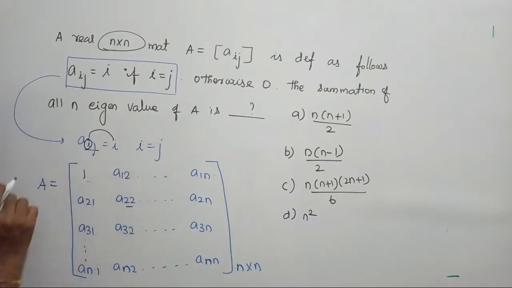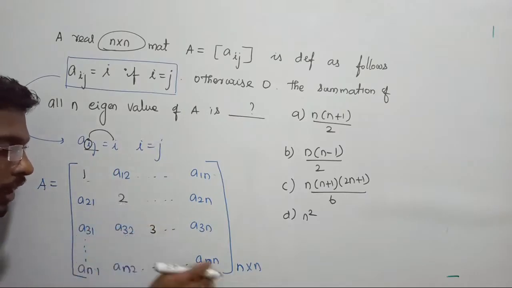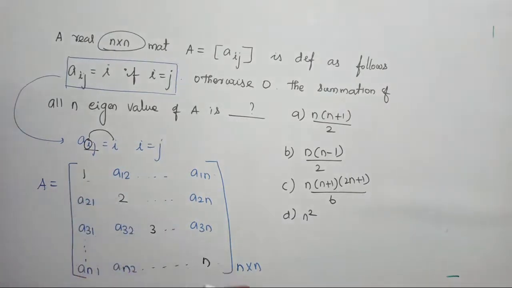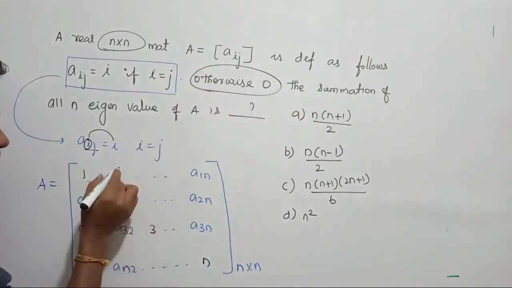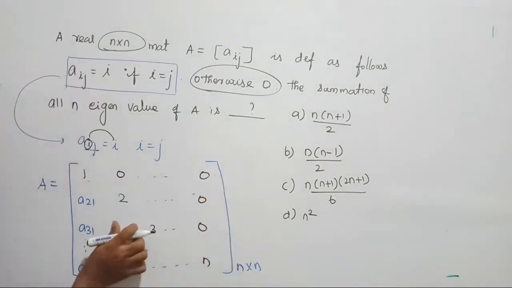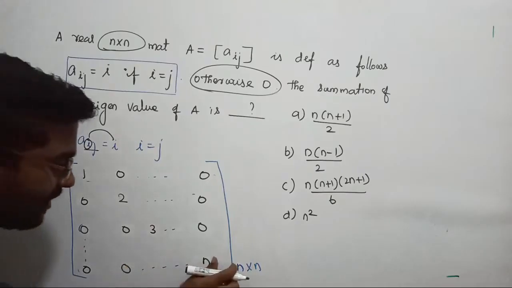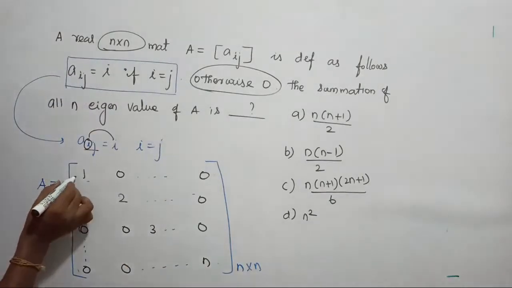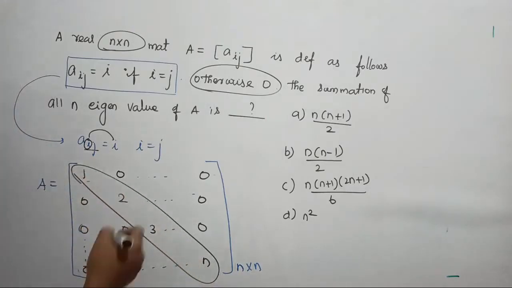So 1 comes here, 2 comes here, 3 in the next row, and so on up to n here. Do you agree? 1, 2, 3, 4, 5, 6, 7, 8, 9, 10, up to n. In all the remaining places, put 0. They are the ones who said it, not me. So this is 0, this is 0, this is 0. See how easily they have framed the question. It becomes a diagonal matrix, where only diagonal values will exist. Correct? Yes. Let us proceed with the question.